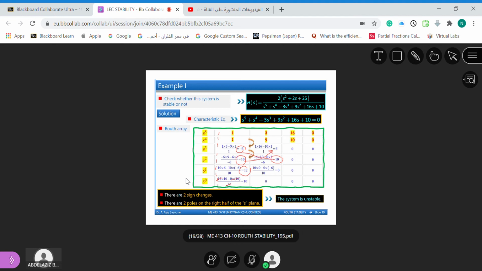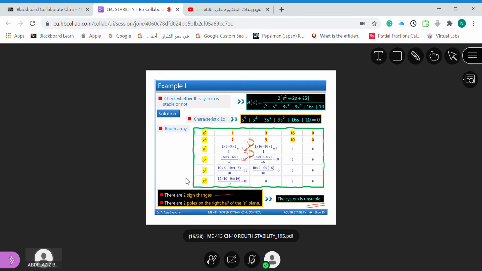So we finished the first column of the rough array, and we will see now that we have a sign change here from positive to negative, like you see the arrow now. This is from here to here, the first sign change from positive to negative, and then the second sign change from negative to positive, and then the system is unstable. This tells you that you have two roots lying on the right-hand side plane. Two sign changes. There are two poles on the right half of the S-plane, and the system is unstable.